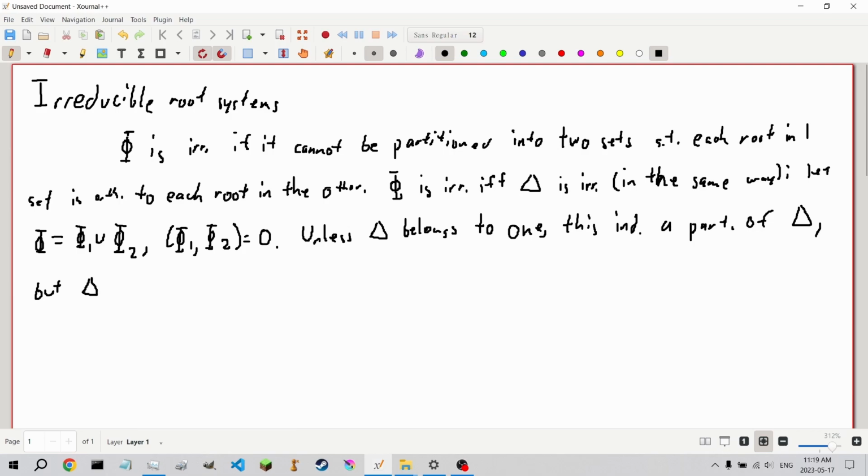But if delta is contained in one, say phi1, then the bracket of our base with the other one, say phi2, now has to be 0. But since delta spans E, we then have that E as a whole is orthogonal to phi2.